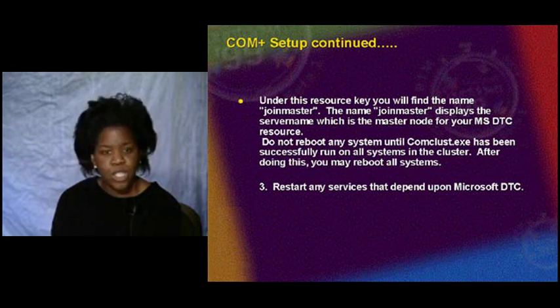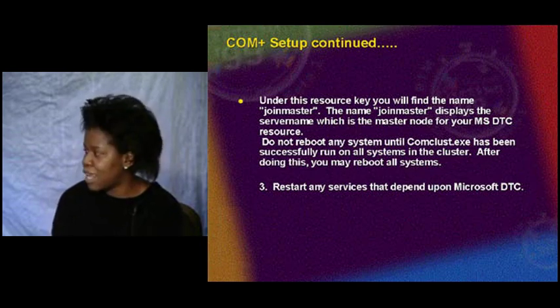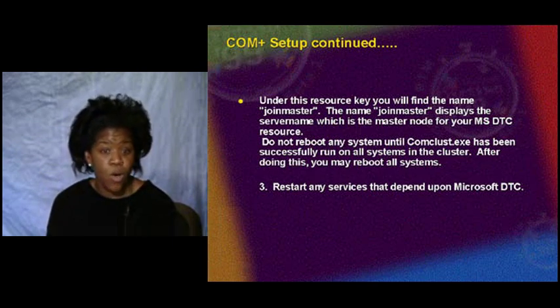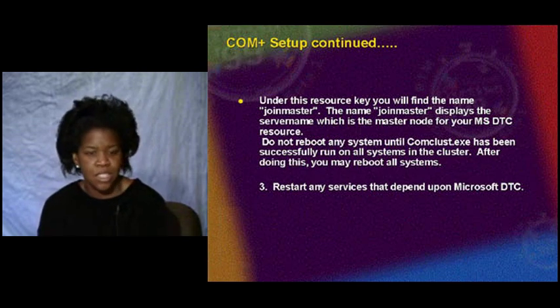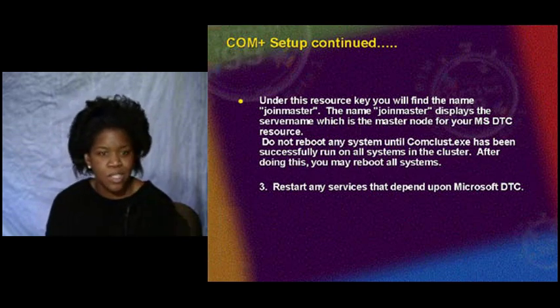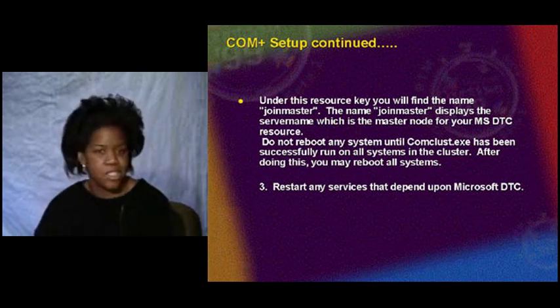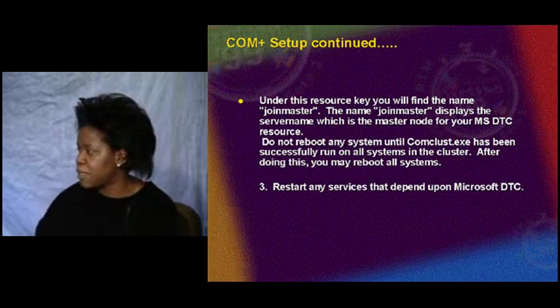At that point, that's where you would run commclust.exe. And you have to run commclust.exe for Beta 3 on all nodes in your cluster. With RTM, we will actually have a scenario where you run it once and it will set up for the entire cluster. After this, you just reinstall any services that depend on Microsoft DTC. The next 3 slides I'm going to skip through because they're just a little bit more detail.